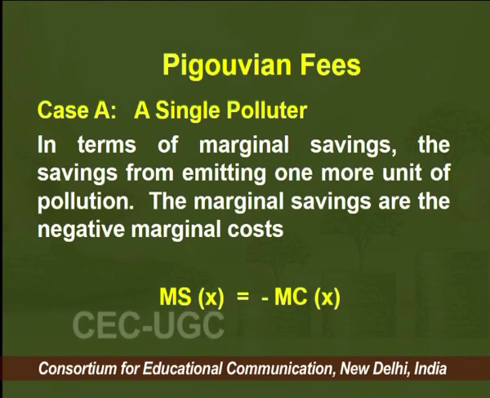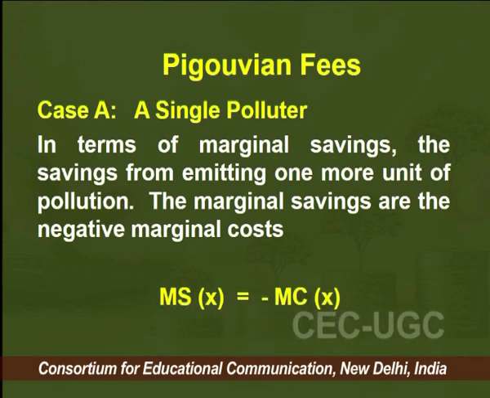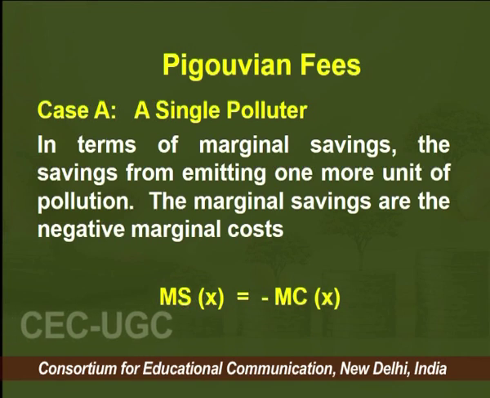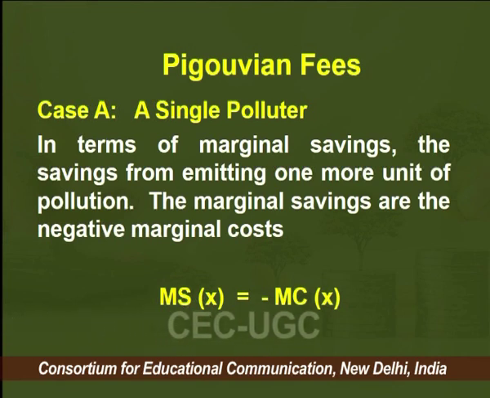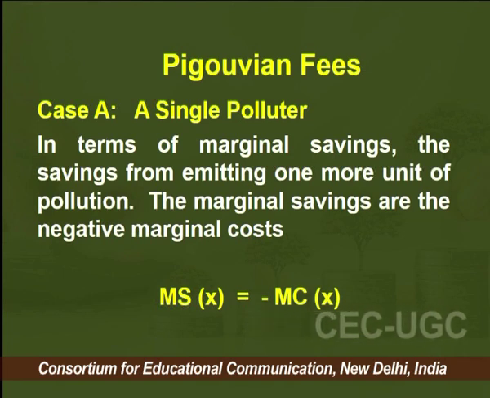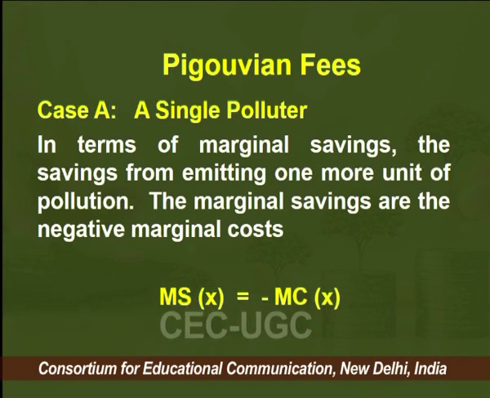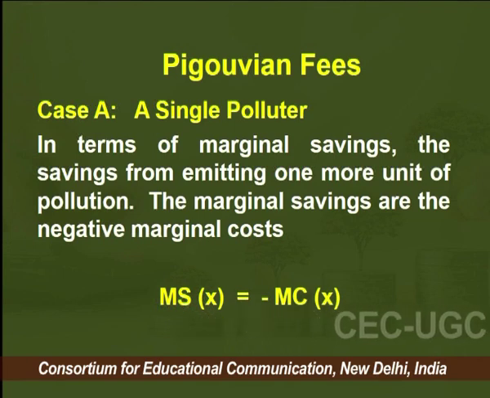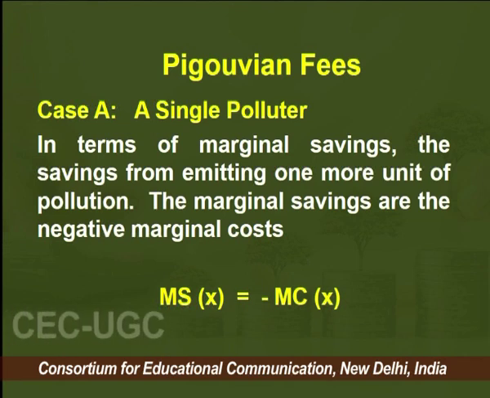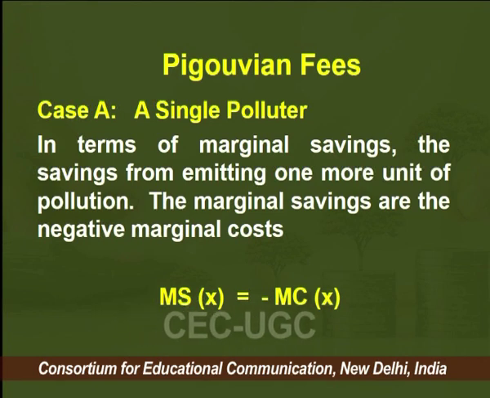So we consider case 1, when there is a single polluter. In terms of marginal savings, because marginal cost can also be reflected in the form of savings. The opposite of marginal cost is considered savings, because if you are not incurring a cost, then you are saving. So the same graph of marginal cost, taken the opposite way, can be described in a savings function form.